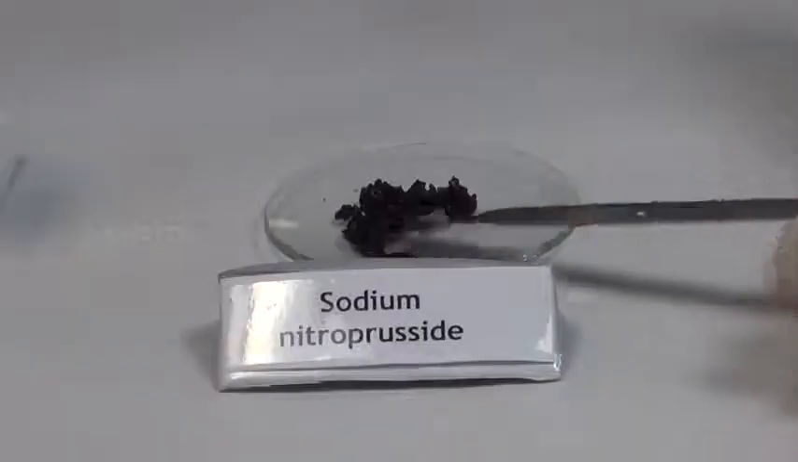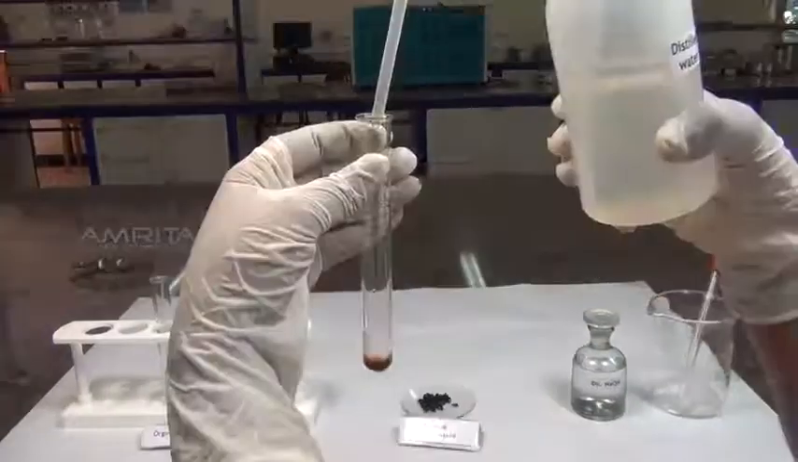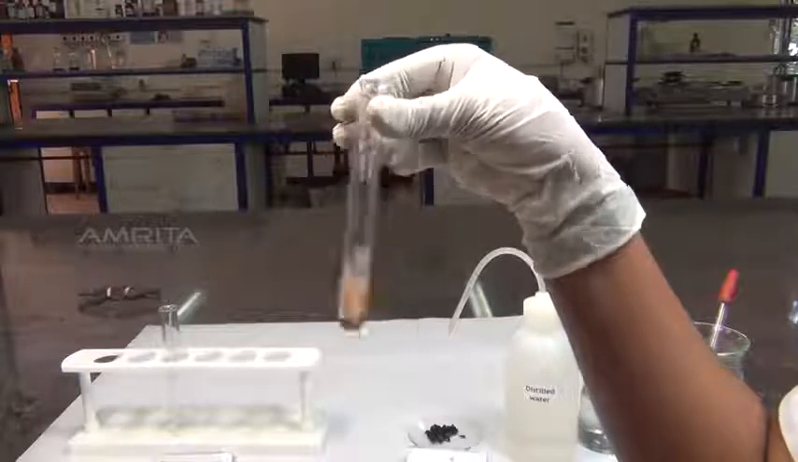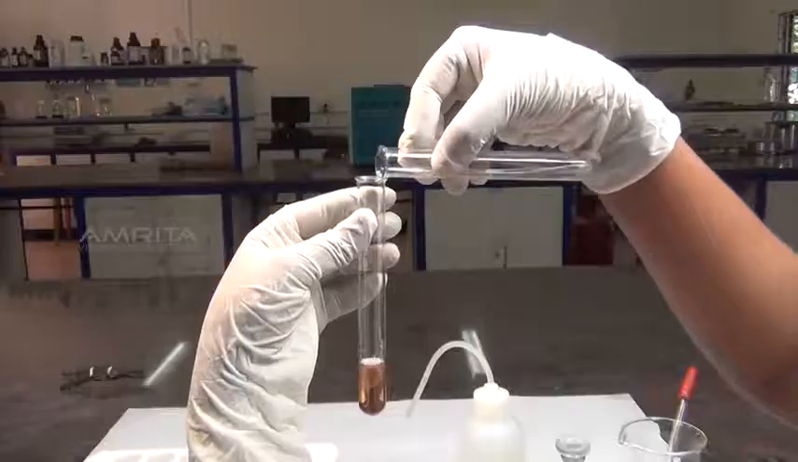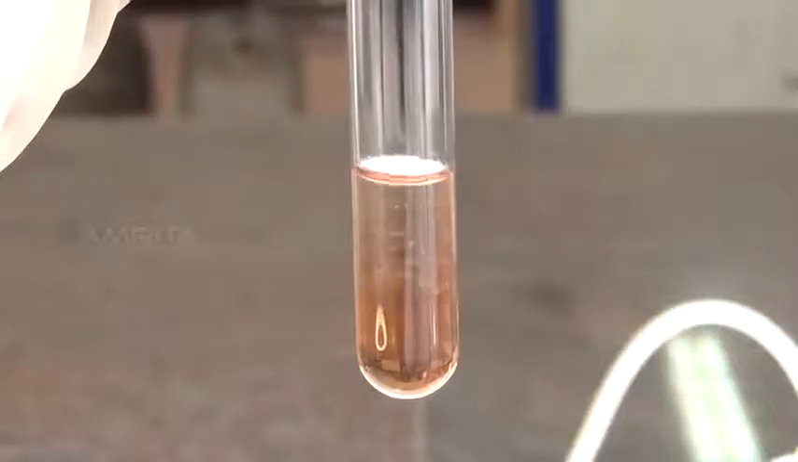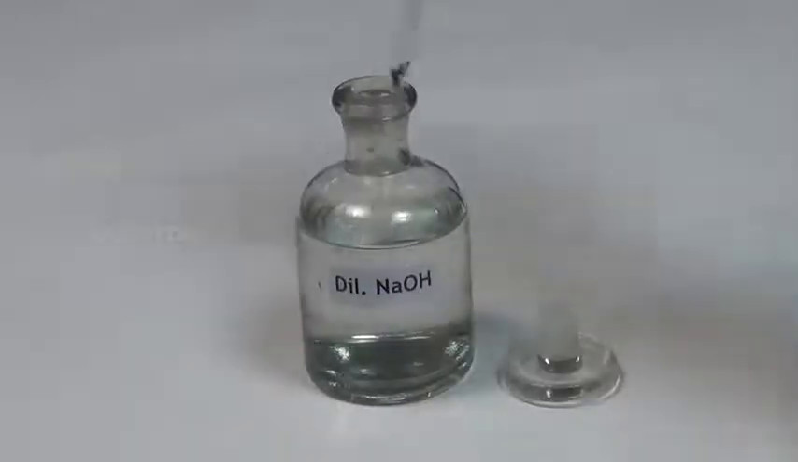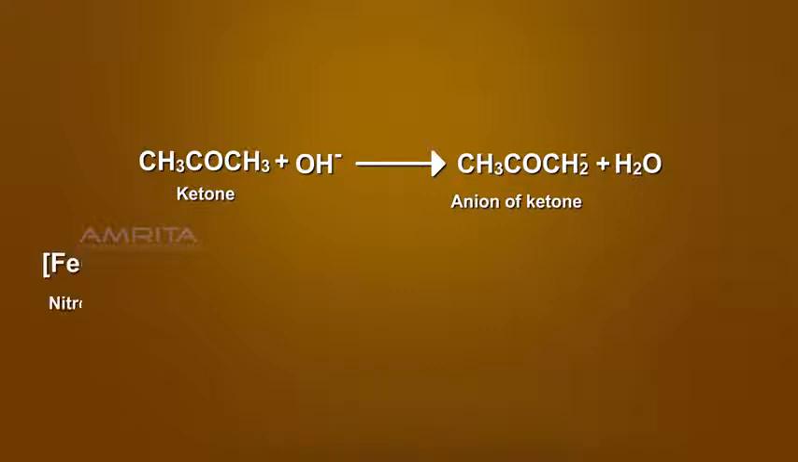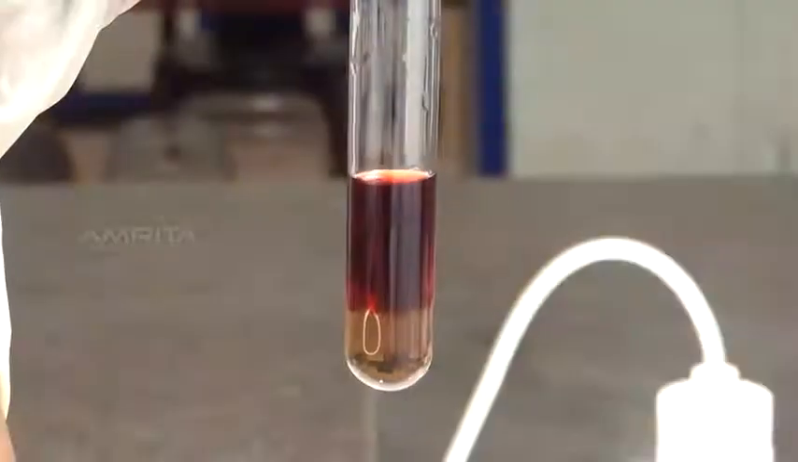Using a spatula, take a few crystals of sodium nitroprusside in a test tube. Add a small amount of distilled water to the test tube. Shake the test tube well to dissolve the crystals in water. To this solution, add a small quantity of organic compound. Now, add a small quantity of dilute sodium hydroxide solution using another dropper. The anion of the ketone formed by sodium hydroxide reacts with nitroprusside ion to form a red-colored complex.